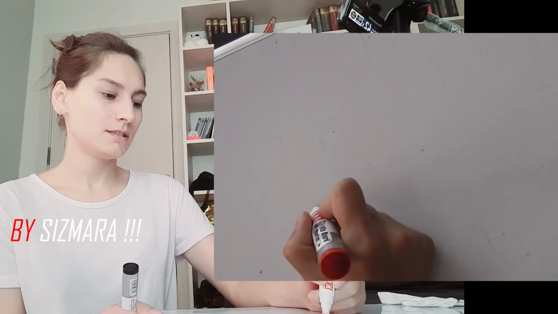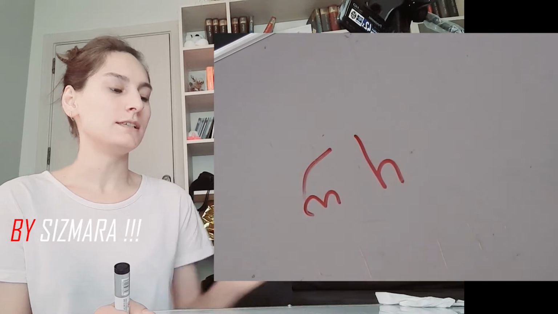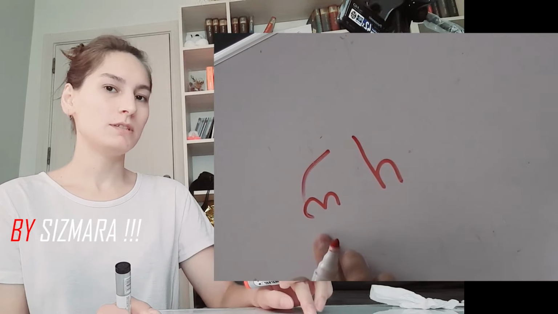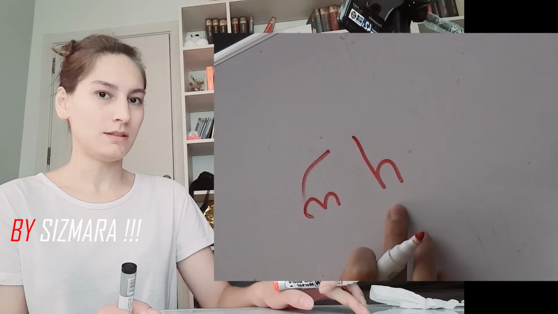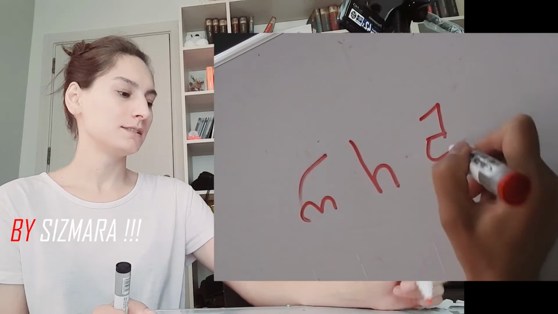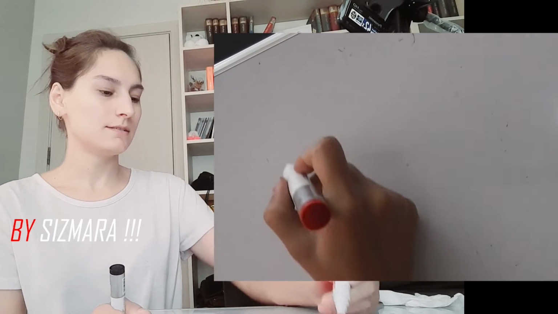Next one is R. This is R, or you may see this R. We use both. Double teeth R or one teeth R. Okay? Both are R. Next we have S.